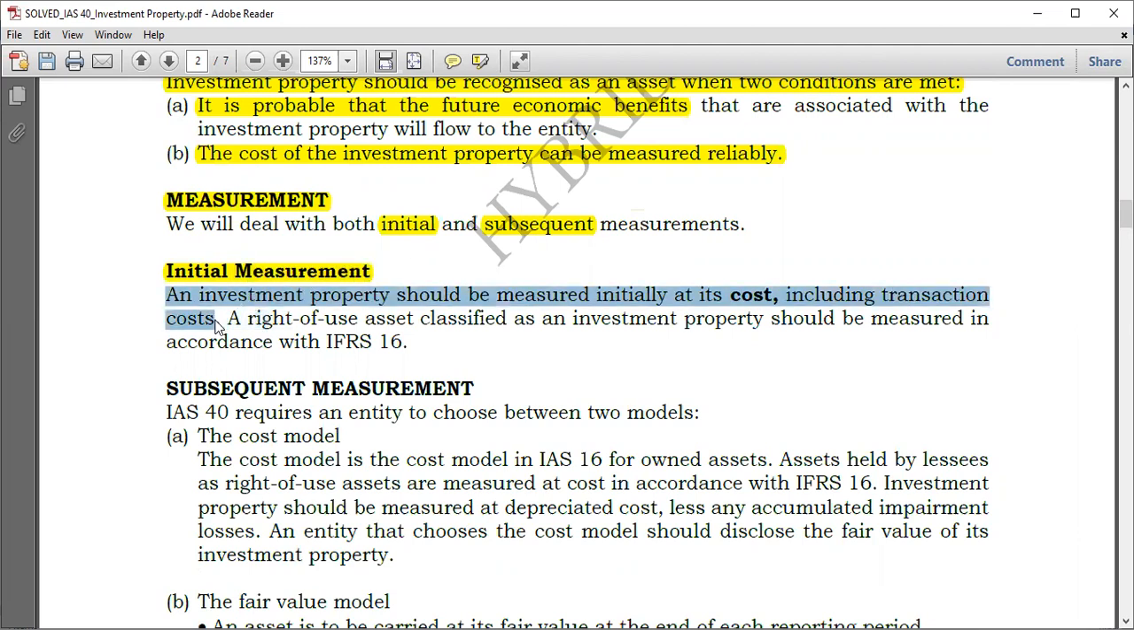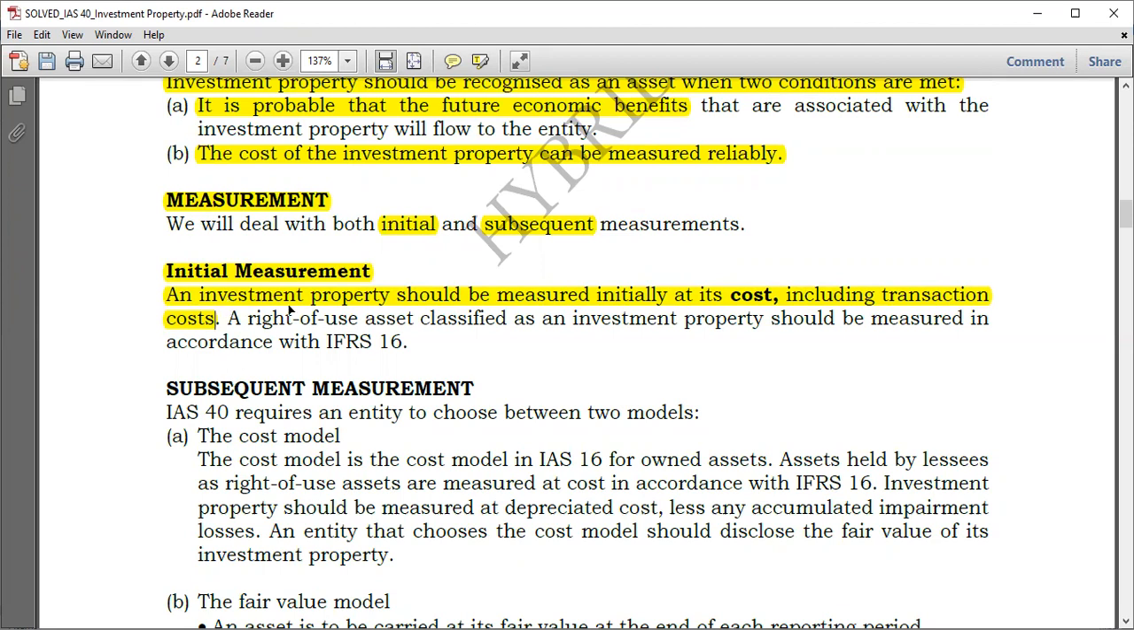Let's say you acquired the building for $10 million, but you had to incur some transaction costs, maybe legal fees, which you had to pay. Maybe you paid $1 million, and then you would have a total of $11 million, and that should be the initial cost of the investment property recognized. But after that, time passes. When time passes, what are you going to do? That's what we call subsequent measurement.